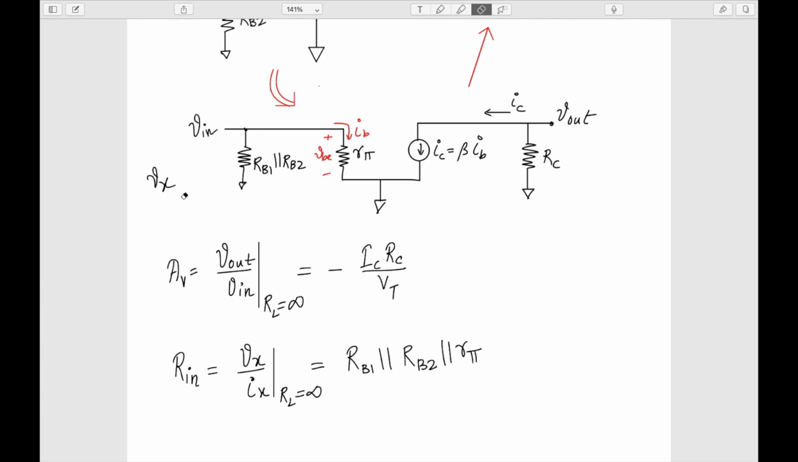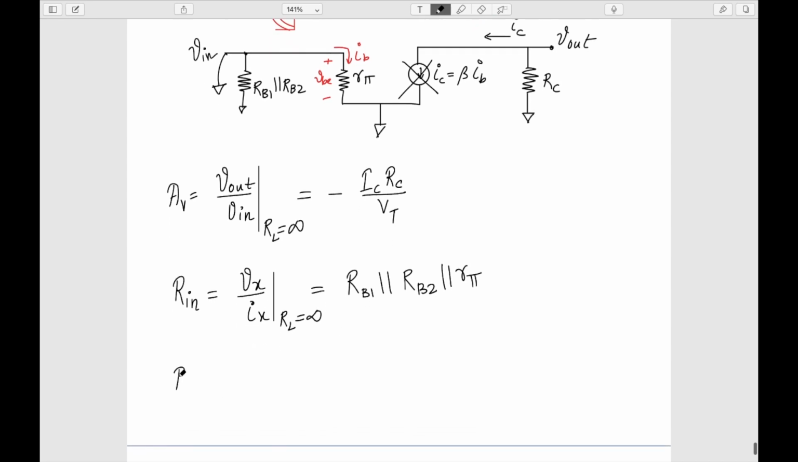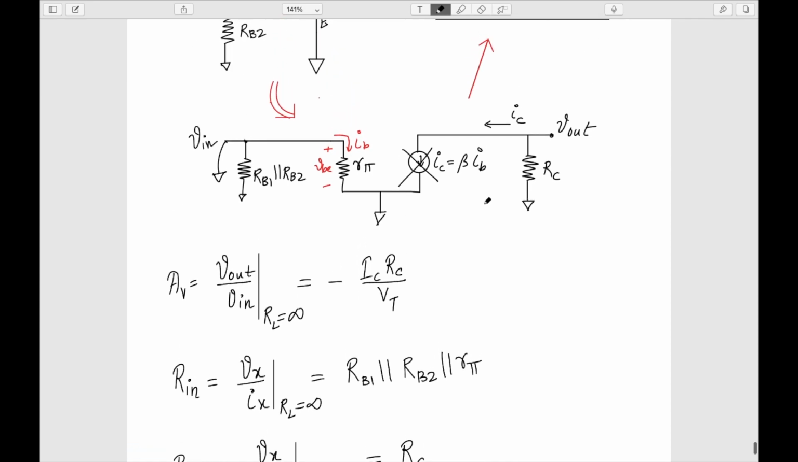Now what about the output impedance? To get the output impedance, we need to connect V in to the ground, so this would be 0. That means of course there is no current here, so the dependent source will be off, because my IB will become 0, and the only resistance remaining is RC. So my R out, which is basically Vx by Ix, given that V in is equal to 0, is equal to RC. These are the three parameters of the common emitter amplifier.